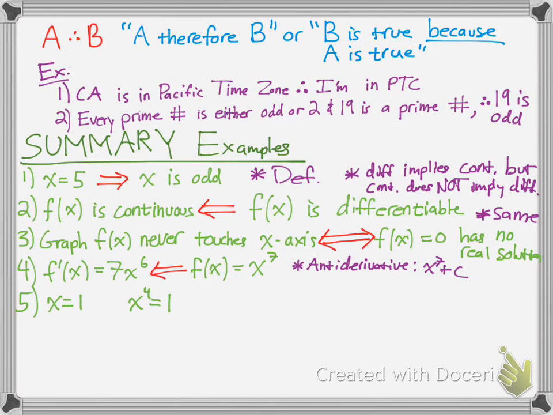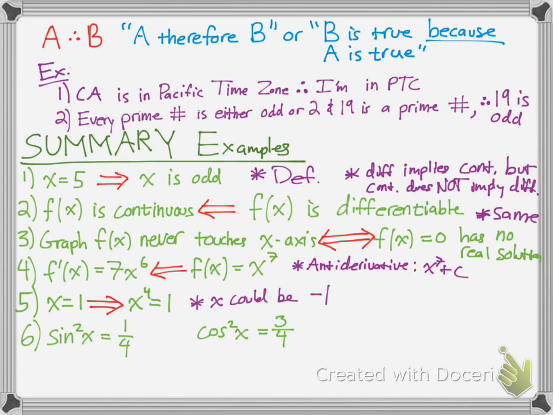Okay, number 5. If you have x equals 1 and the second part is x to the 4th equals 1, what does that show? It would be that if x equals 1, this implies that x to the 4th equals 1. You know why? Because x could be negative 1 too, so keep that in mind. Number 6, last example. Sine squared x equals 1/4, cosine squared x equals 3/4. Pause the video and think about it. Oops, gave it away. You would say if and only if. Sine squared x equals 1/4 if and only if cosine squared x equals 3/4. Because sine squared plus cosine squared equals 1, these two, 1/4 and 3/4, add up to 1, so the statement is true.